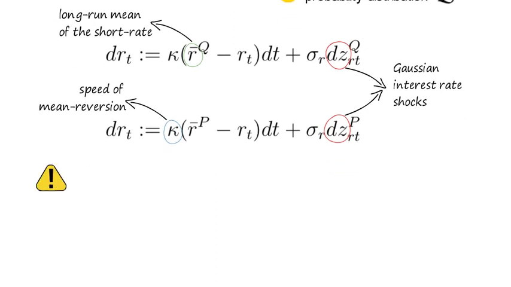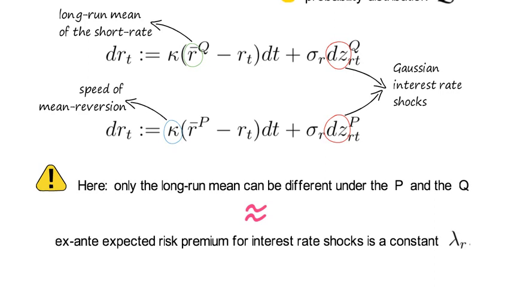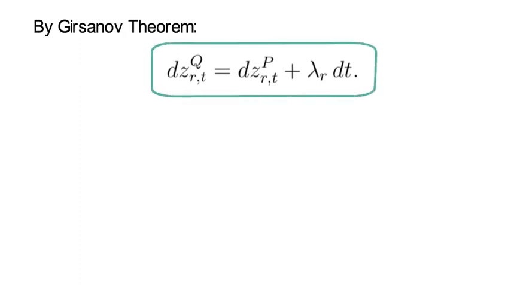So in my slightly simplified version of the Vasicek model, I assume that only the long-run mean can be different under the P and the Q probability measure. That assumption is equivalent to the assumption that the ex ante expected risk premium for interest rate shocks is a constant, which I denote as lambda_r. Now, by Girsanov's theorem, it holds that dz^Q can be rewritten as dz^P plus lambda_r dt.